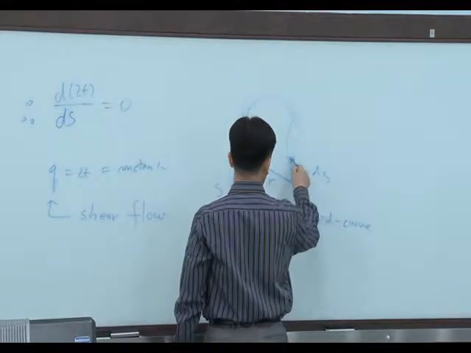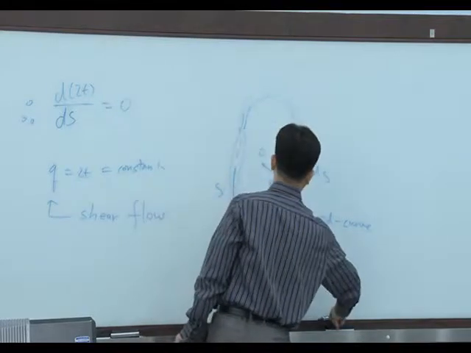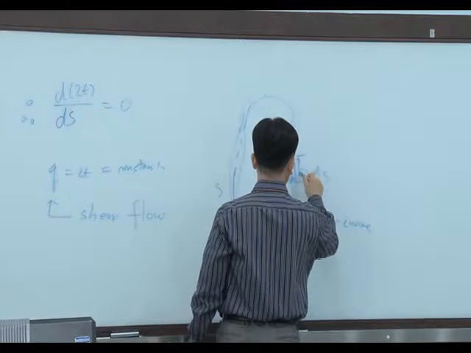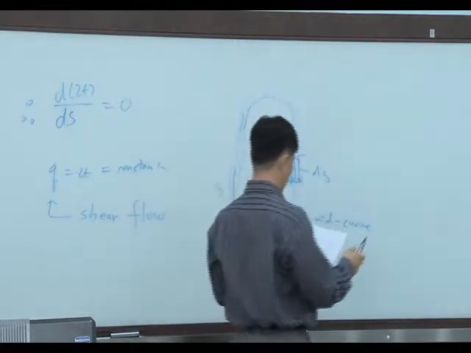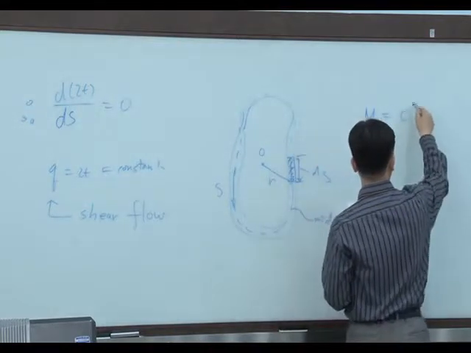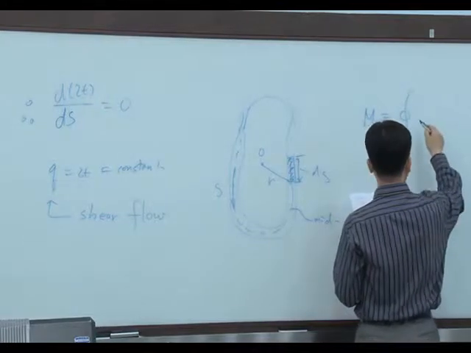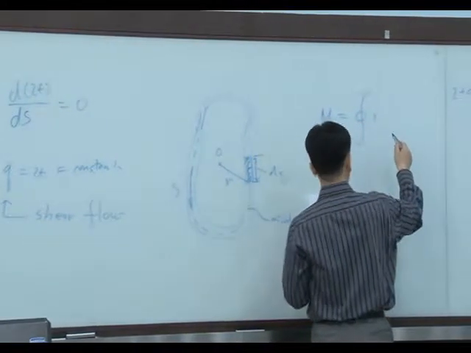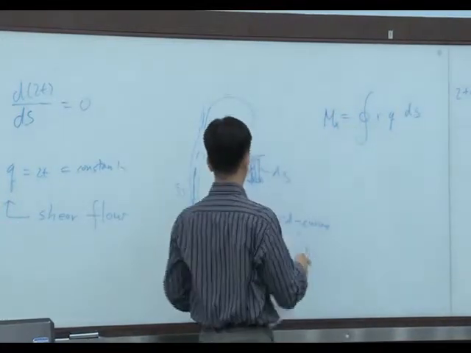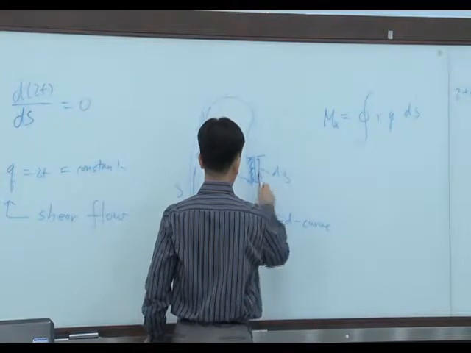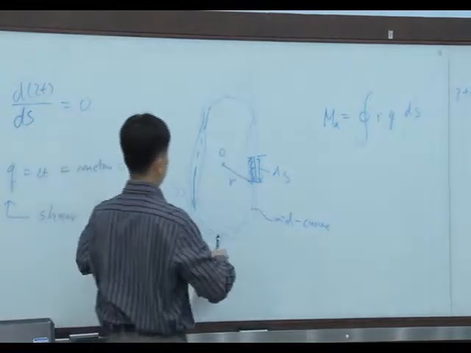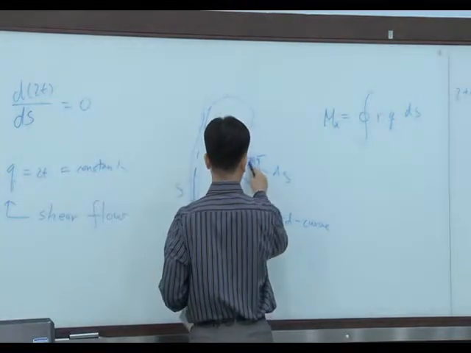Let's consider this small part of the section, ds. Then we can calculate the moment Mx with the equation r q ds. So q is a shear flow applied here. This is a q. This is a q.